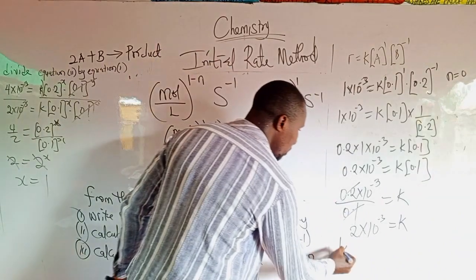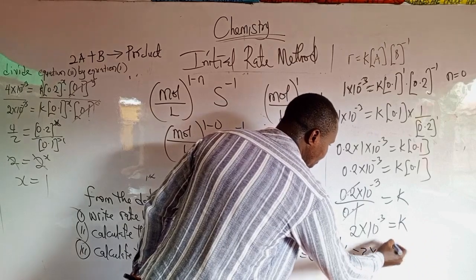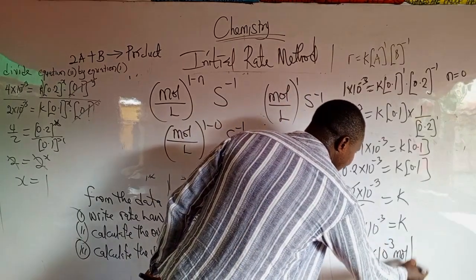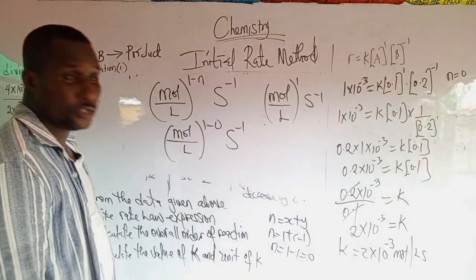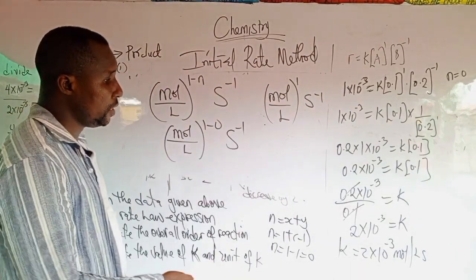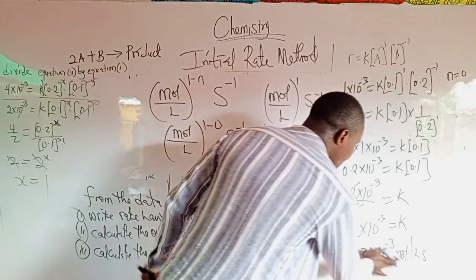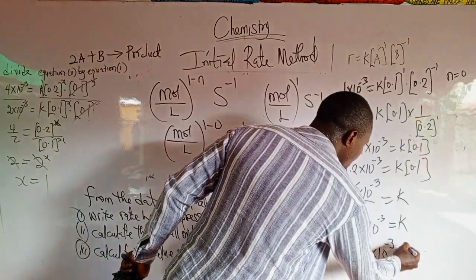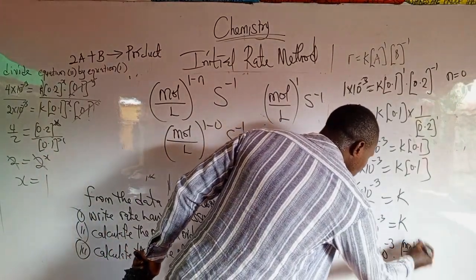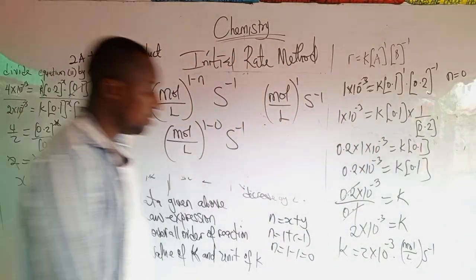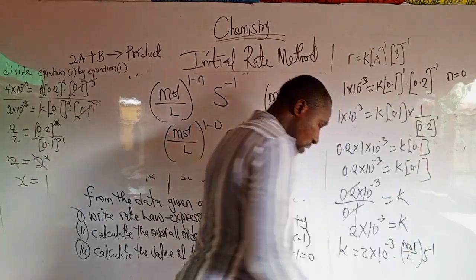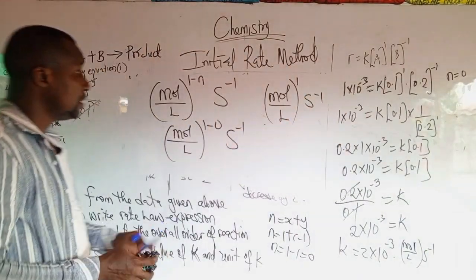Therefore K equals 2 times 10 raised to power minus 3 mole per liter per second. That's the unit of K. Or you can write it the way I wrote it: mole per liter per second. It's the same. That's the unit of K. Please take note. Let's go to another question.